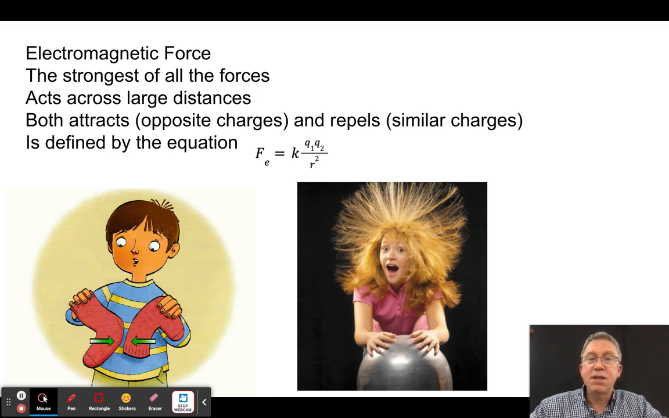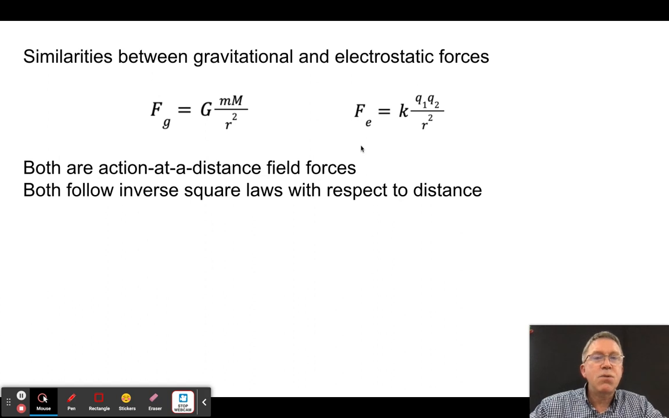What's different, though, is this: these charges can be both positive and negative. If they both have the same charge, this will be a repulsive force. If they have opposite charges, it will be an attractive force. And K, when we look at it, is quite different from what it is for G. So put the two equations side by side. It's just mind blowing how similar they are, which makes it easy to learn actually.